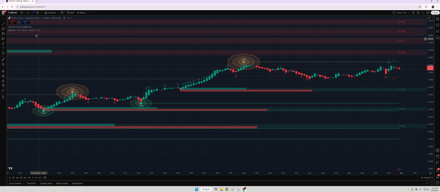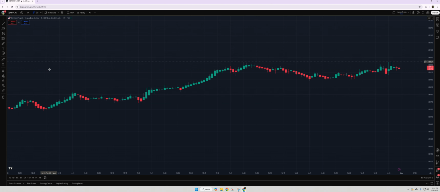We're going to start this chart out clean. So this is a base chart. We're set for 1 minute candles. Each candle is 1 minute.